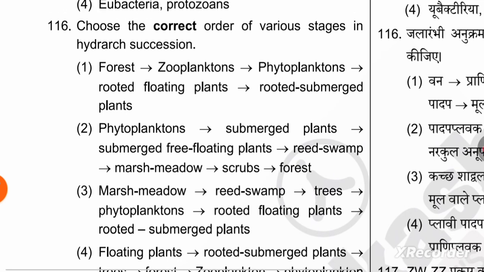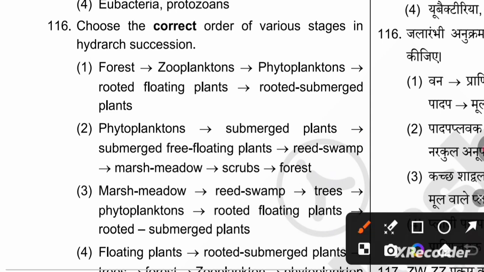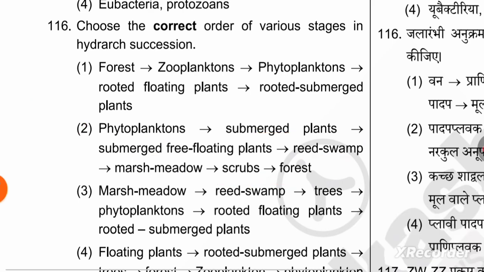Choose the correct order of various stages in hydrarch succession. Hydrarch succession in water starts with phytoplankton, submerged plant, then submerged free floating plant, then reed swamp, marsh meadow, shrubs, and then forests. So option 2 is the right answer for this question. Let us move to the next question.